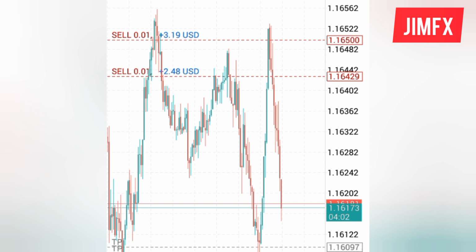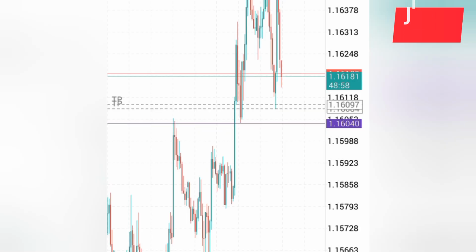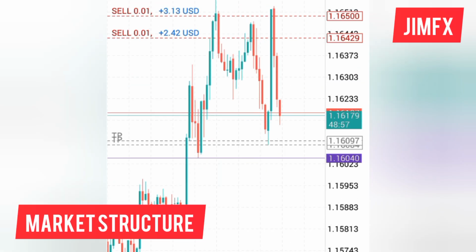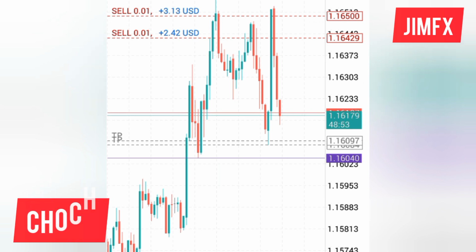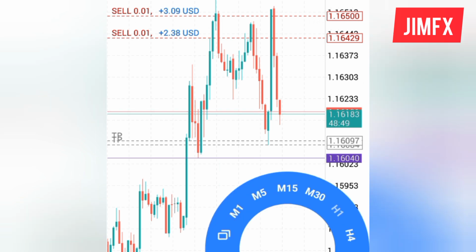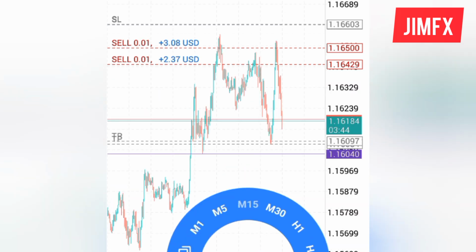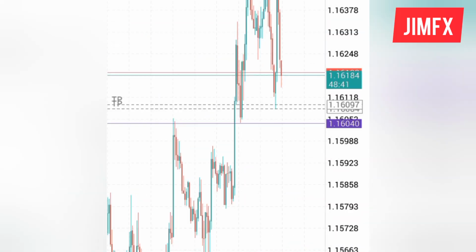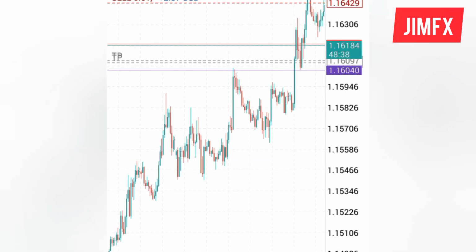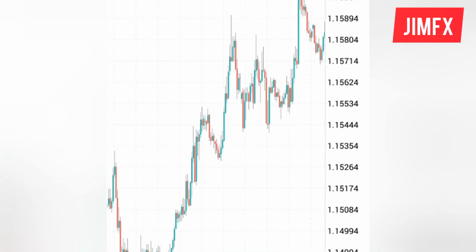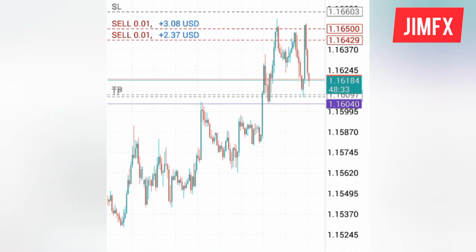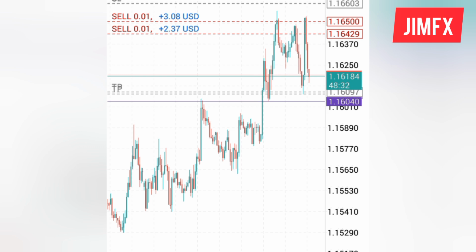Okay, so in this strategy we shall combine what we call market structure, change of character, liquidity and other things. Here is the best one you can see. First of all, you have to identify the market direction. For example, if you can see this market, this was a bearish market. It means we have to look for buying opportunities, okay?